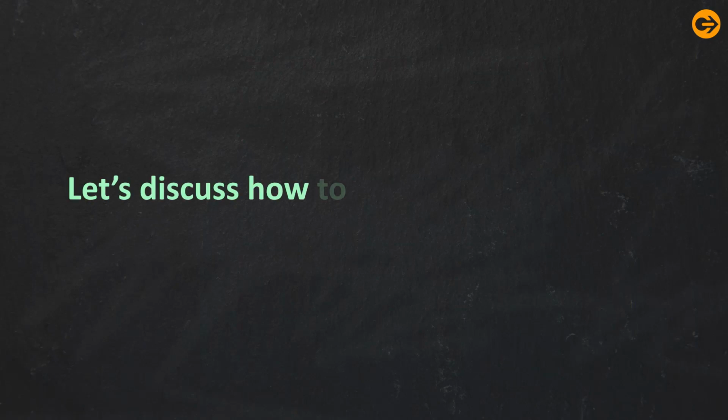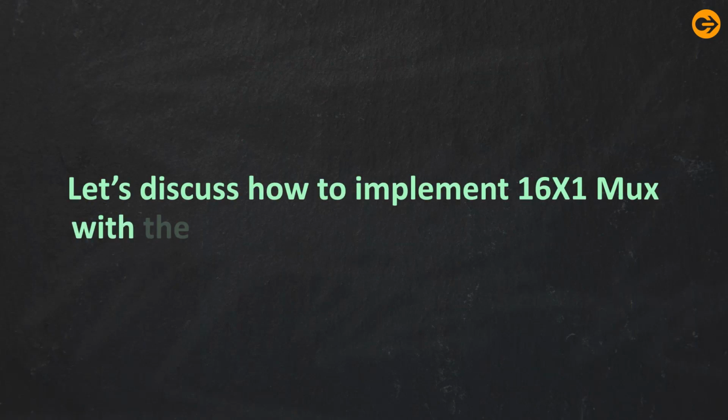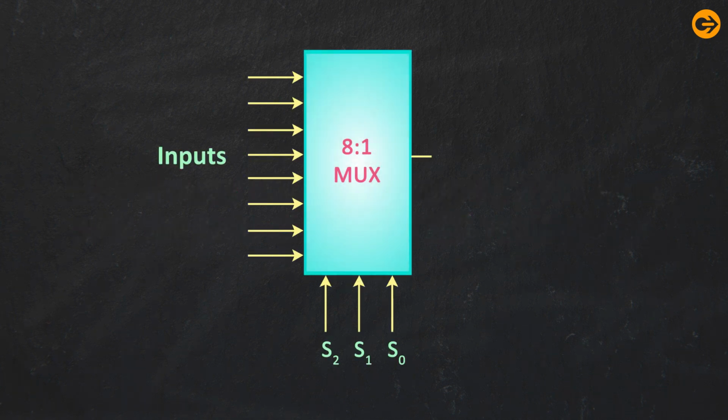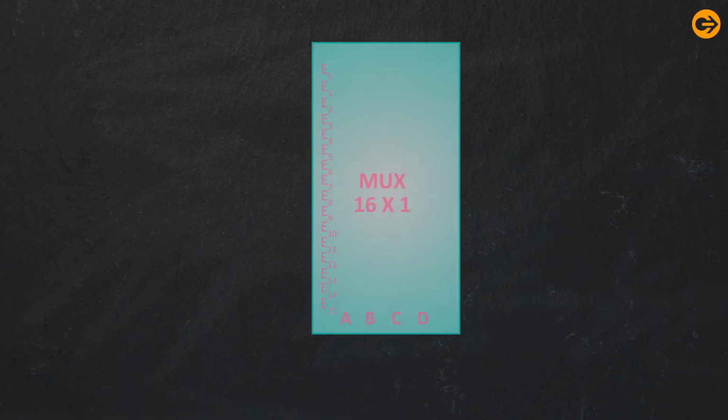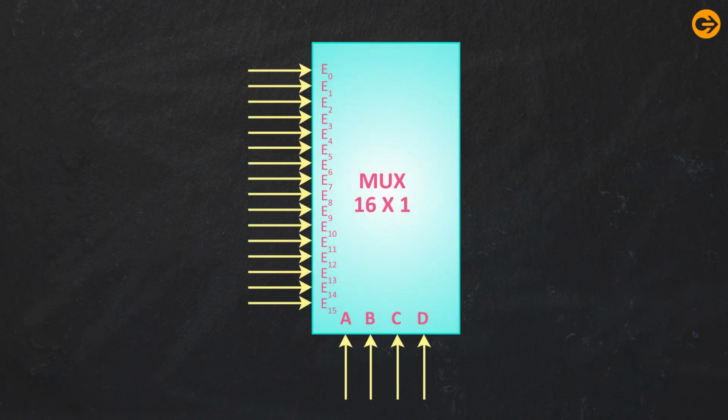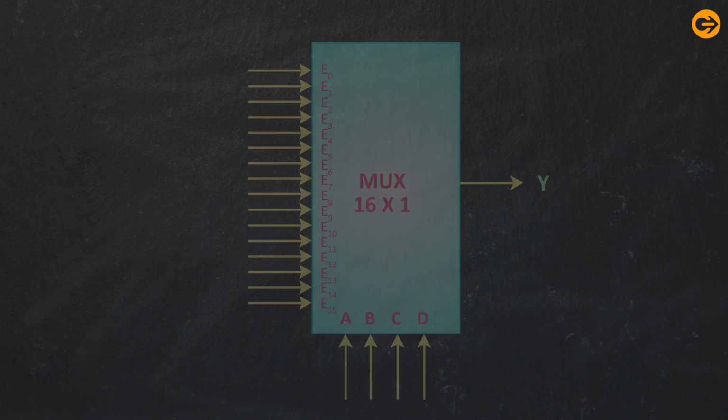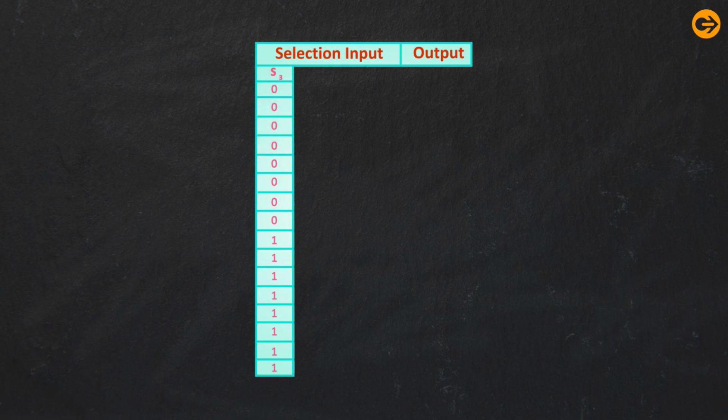Let's discuss how to implement 16 to 1 mux with the help of 8 to 1 and 2 to 1 multiplexer. So we know an 8 to 1 multiplexer has 8 input lines along with 3 select lines and generates 1 output line, whereas a 16 to 1 mux has 16 inputs and 4 select lines and generates 1 output. This figure shows the truth table of the 16 to 1 multiplexer.